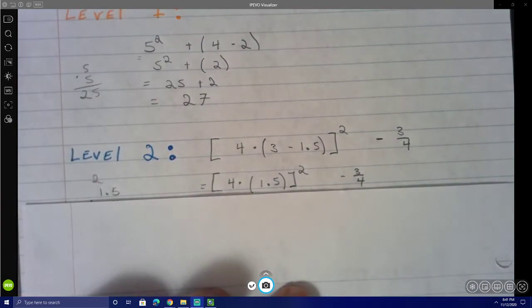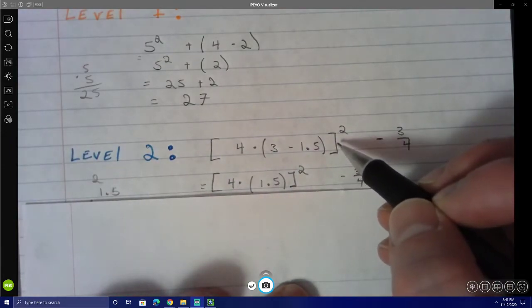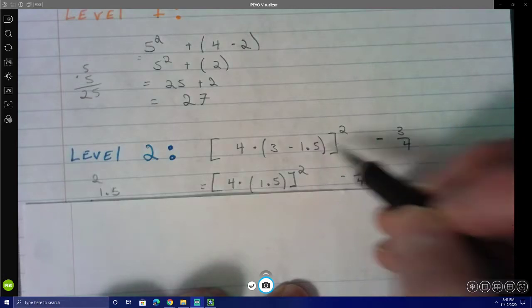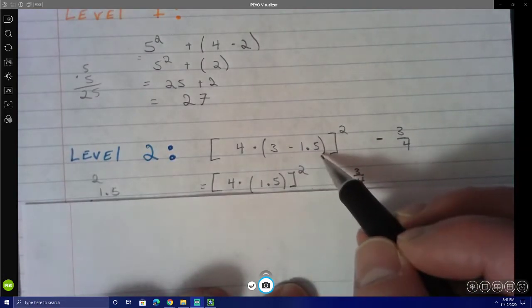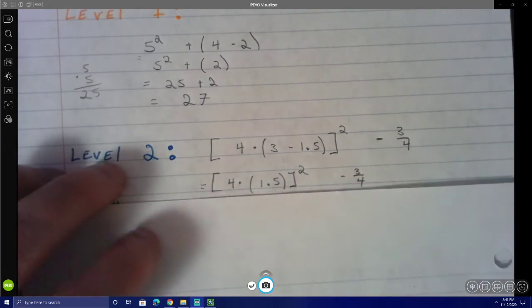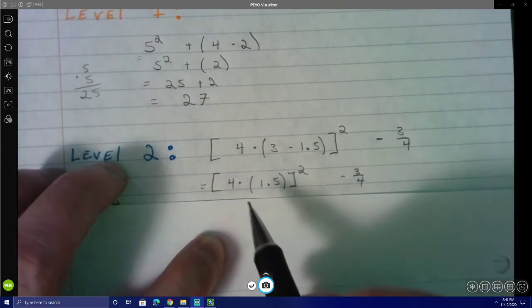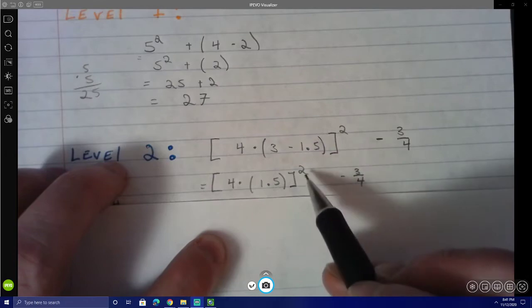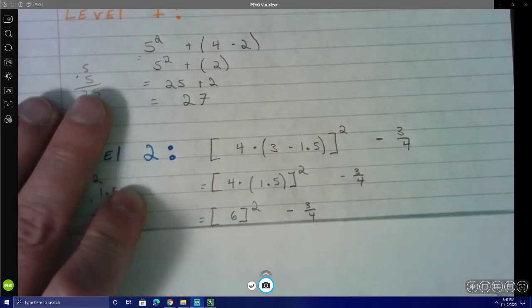I know I start inside the parentheses, but when I have 2 pairs of parentheses like this, I start on the innermost pair. So from there, I did my subtraction of 3 minus 1.5. I am left with 1.5. The rest of my expression remains the same. You see I still have my 4 times, my parentheses, still have my exponent, and still carrying my subtraction of my fraction.